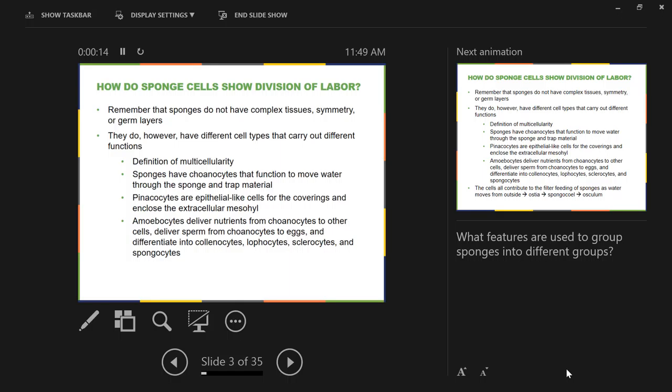Yeah, Allison. They don't have differentiation tissues. Yeah, so they don't have any specialized tissues, right? They have these cells called pinacocytes that form an outer covering, but it's not a specialized tissue, where you have several different cell types all contributing to a single function. Good. How else are they different from the rest of the animals?